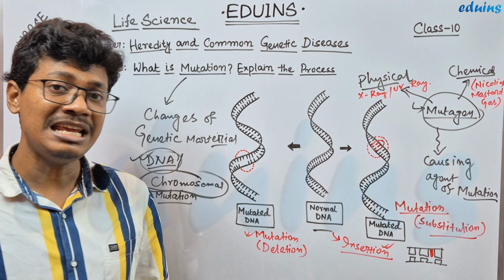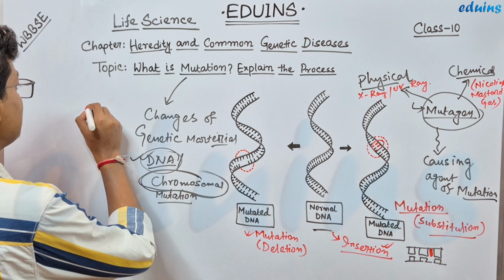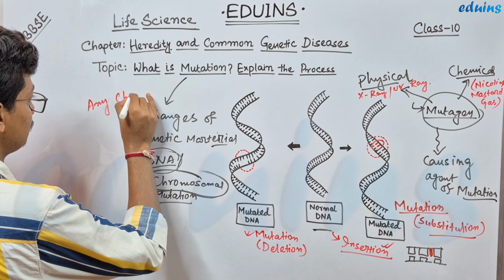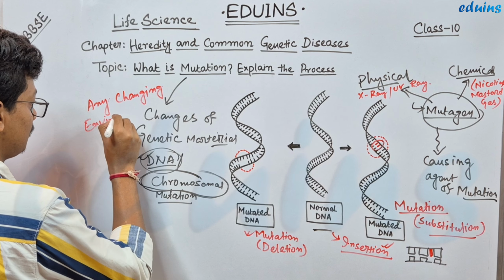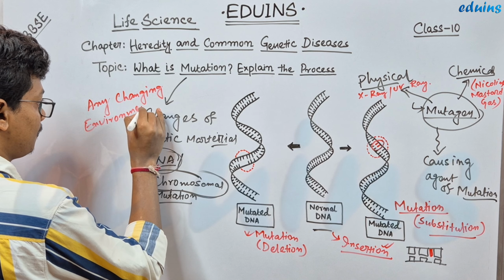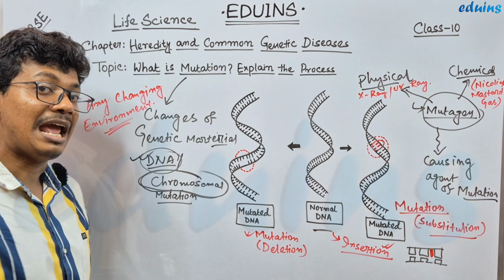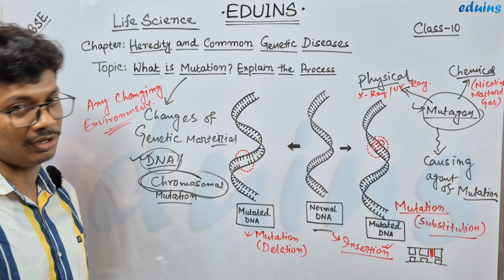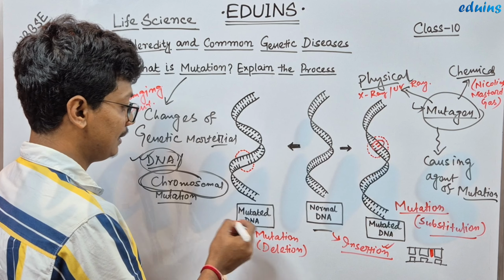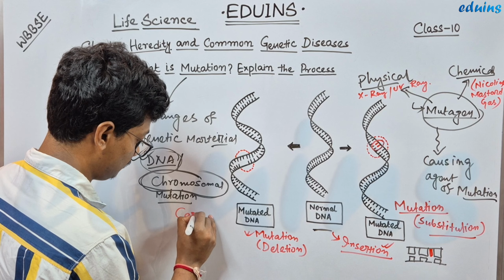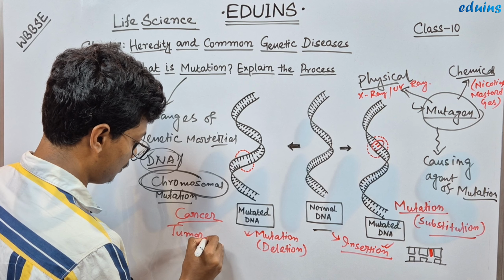This mutation can be beneficial or harmful for the organism. How? Like in any evolutionary process, with any changing environment, a mutation that helps survive the changing environment can be beneficial for an organism, but it may be harmful. What kind of harm? That is cancer or tumor formation.